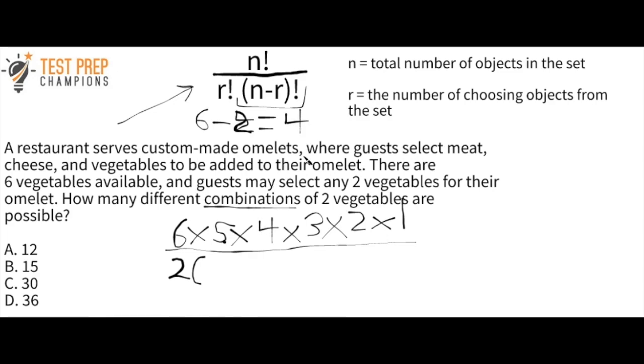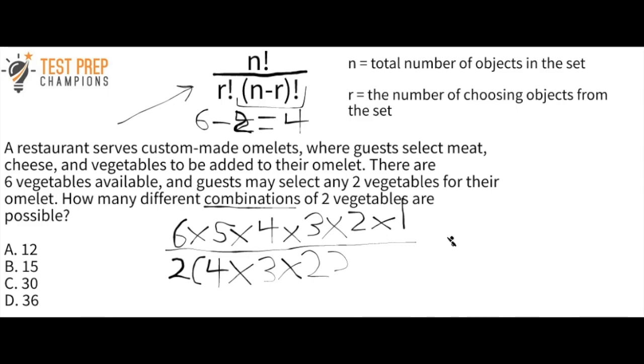And so again, it's n minus r factorial. So it's not just going to be 2 times 4. It's really 4 times 3 times 2 times 1. But again, I'm not going to write the times 1 because there's not really a reason to.